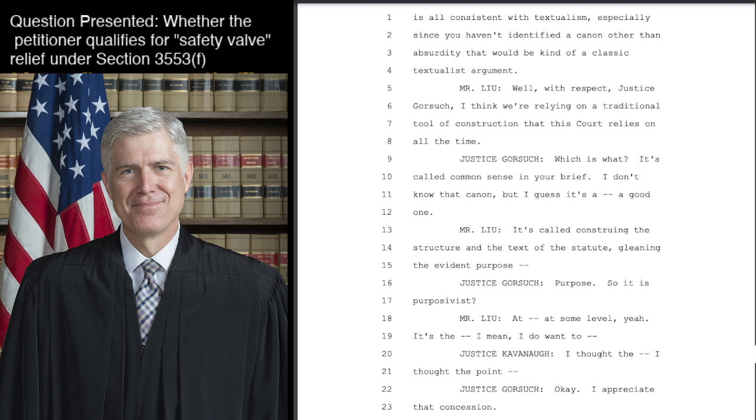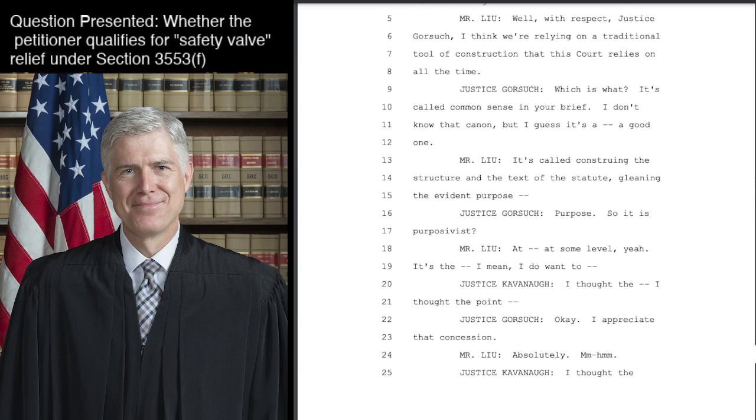Well, with respect, Justice Gorsuch, I think we are relying on a traditional tool of construction that this Court relies on all the time. Which is what? It's called common sense in your brief. I don't know that canon, but I guess it's a good one. It's called construing the structure and the text of the statute, gleaning the evident purpose. Purpose. So it is purposivist. At some level, yeah. I appreciate that concession.